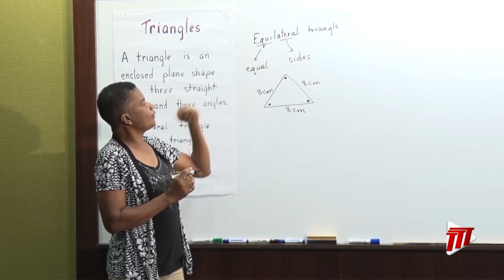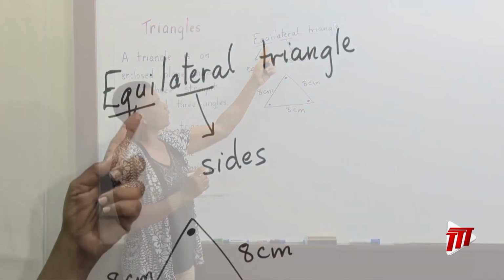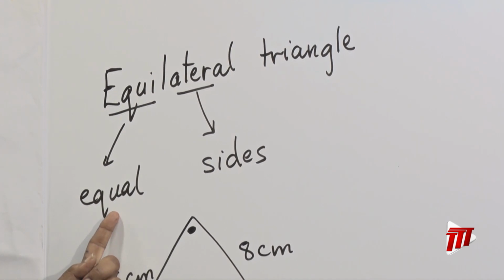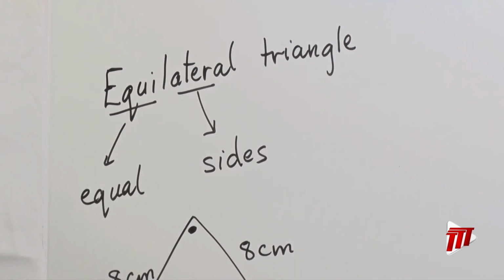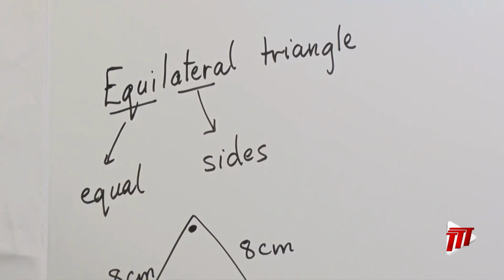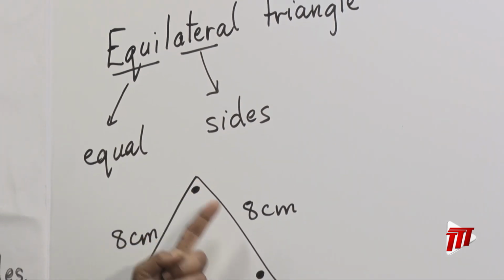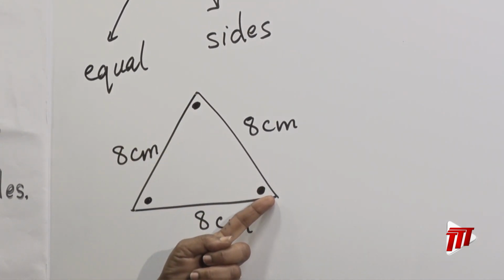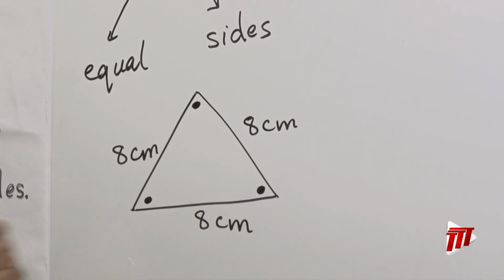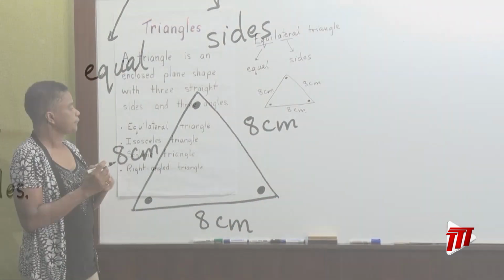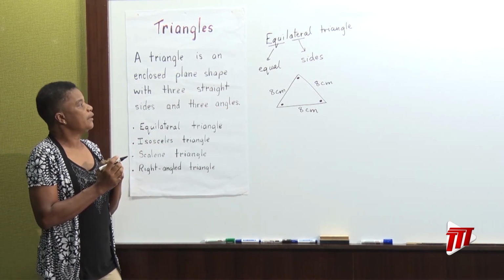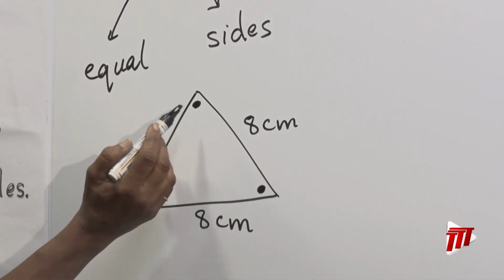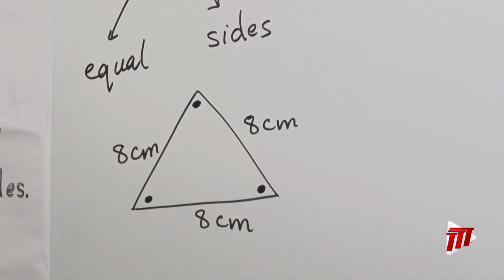The first type of triangle we're going to deal with is an equilateral triangle. Equi tells us equal lateral sides. Therefore, an equilateral triangle will have 3 equal sides. So if this side is 8 centimeters, this side will also be 8, and this side will also be 8. But that's not all. It has 3 angles. Because it is equilateral, it means it will also have 3 equal angles.